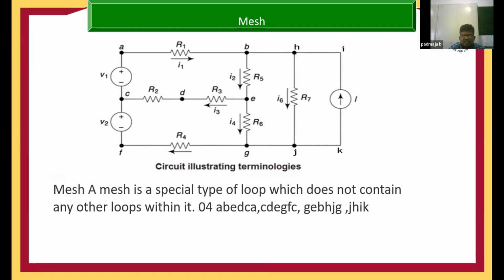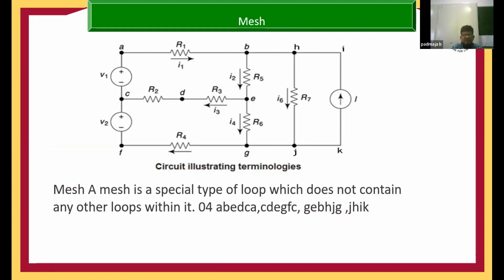If I take the first mesh, check the path of the first mesh. It starts from A to B, B to E, E to D, D to C, and C to A. See, this is the path of the first mesh. Similarly, you can check the path of the rest of the 3 meshes. Understood? If I consider the last mesh, you can check the path of the mesh: J to H, H to I, A to K. So the procedure is clear.